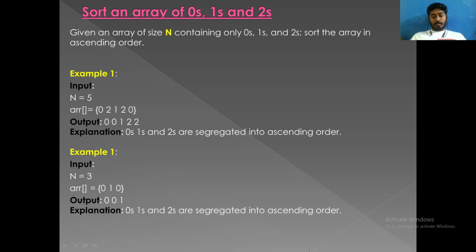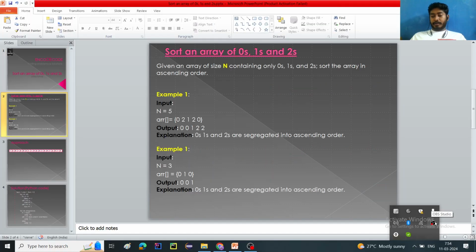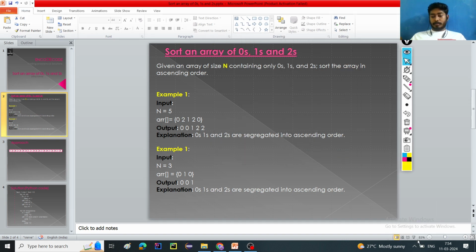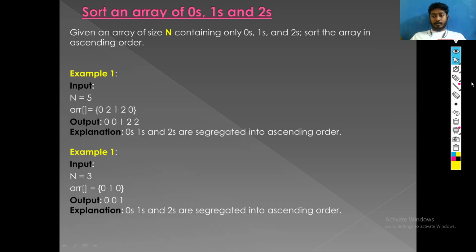Just quickly, I can open my editing tool. If you see, there are two zeros, two twos, and only one 1. What we have to do is sort the array as 0 0 1 and double 2, which means there are two zeros, only one 1, and two twos. So we just have to make this an ascending order. That is a very simple scenario.